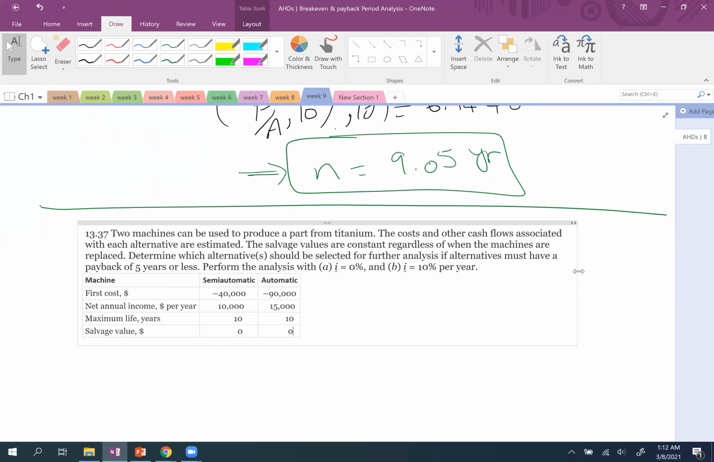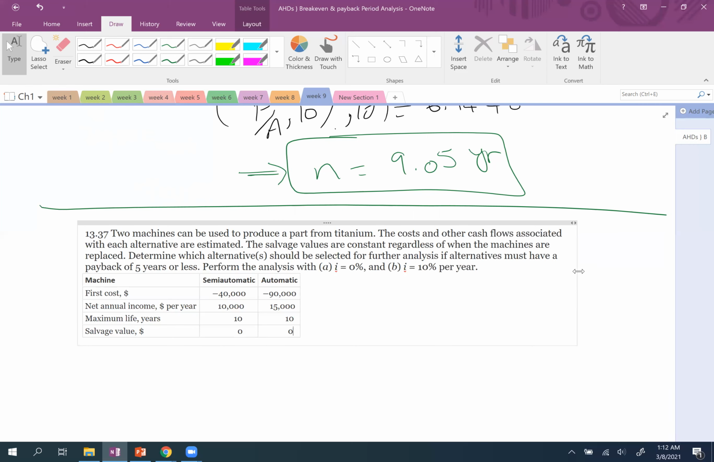Salvage values are constant regardless of when these machines are replaced. You want to determine which alternatives should be selected if alternatives must have a payback of 5 years or less. So you want to solve this problem when i is equal to 0 and once when i is equal to 10%.